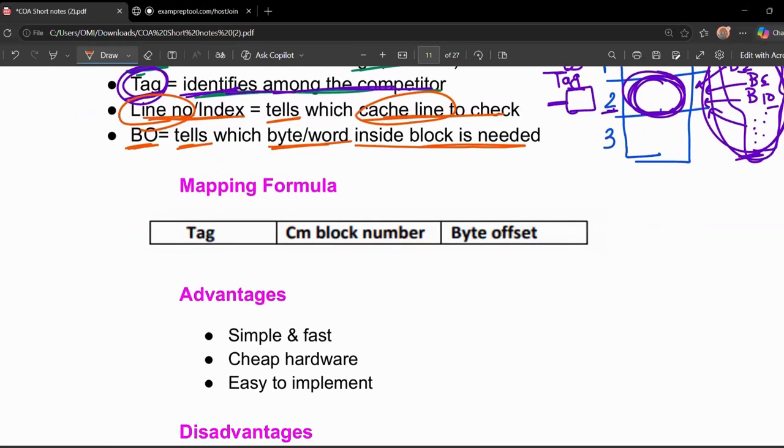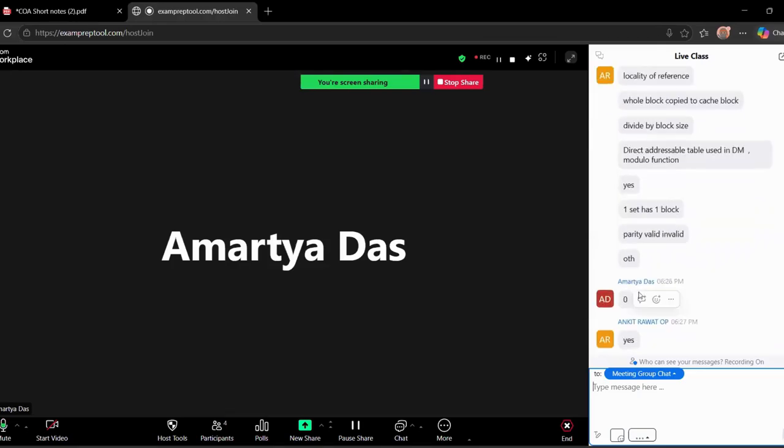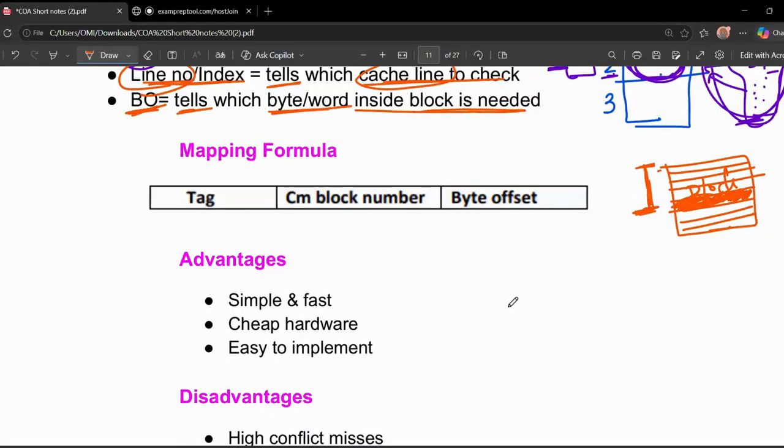So see, if you have this one block, and in each block you have many bytes. What will the byte offset tell? Byte offset means how far you have to go, like which byte you require. For example, if this is the byte you require, then this is your offset. So it tells which byte or word inside the block is needed.